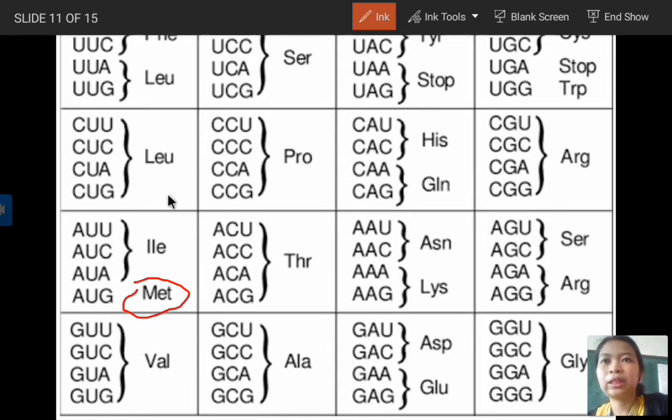So, kung mapapansin nyo dun sa unang slide, yung na-convert natin o yung nakuha nating RNA is AUG. That is always the start codon na tinatawag. So, hindi magta-translate ang RNA strand kapag hindi siya nagsimula doon sa AUG. So, lahat yon sa eukaryotes, it always starts with the RNA, AUG, with the amino acid, met or methionine.